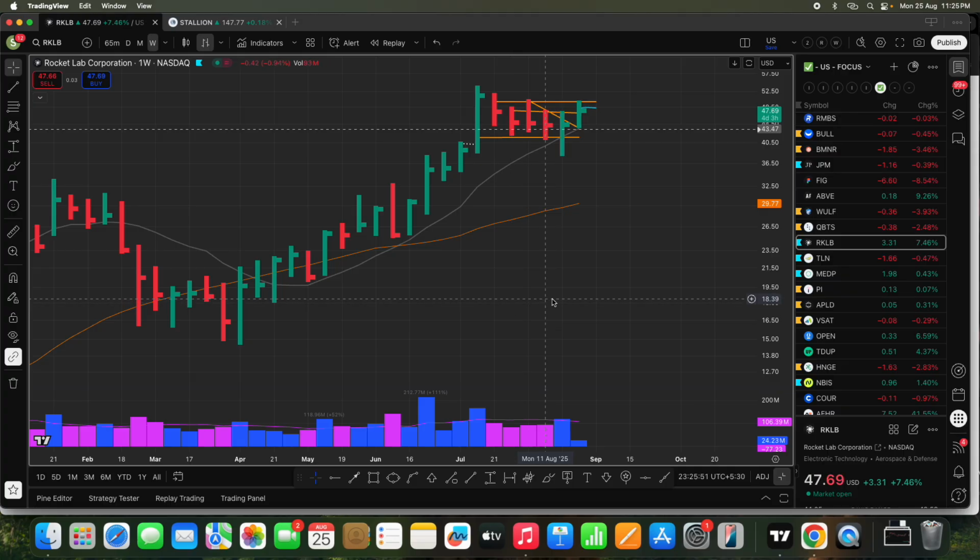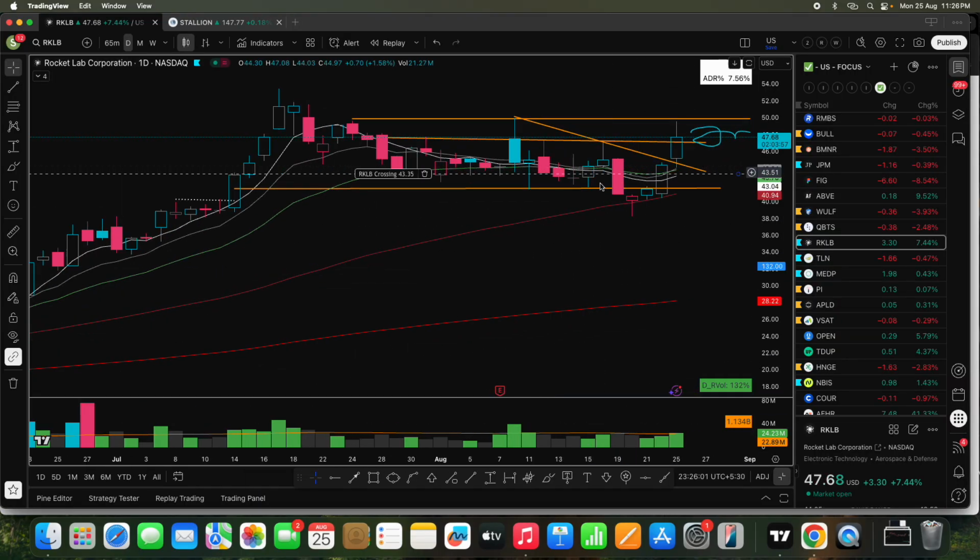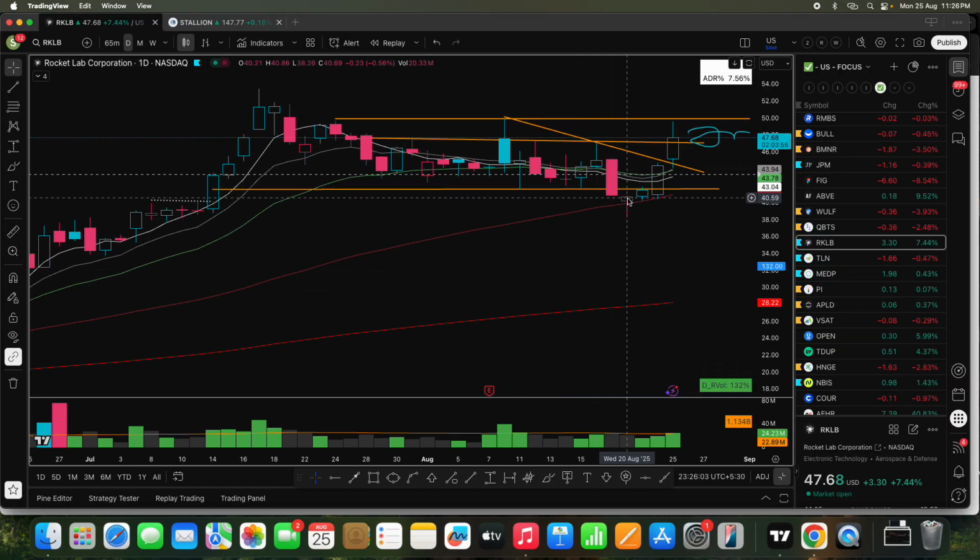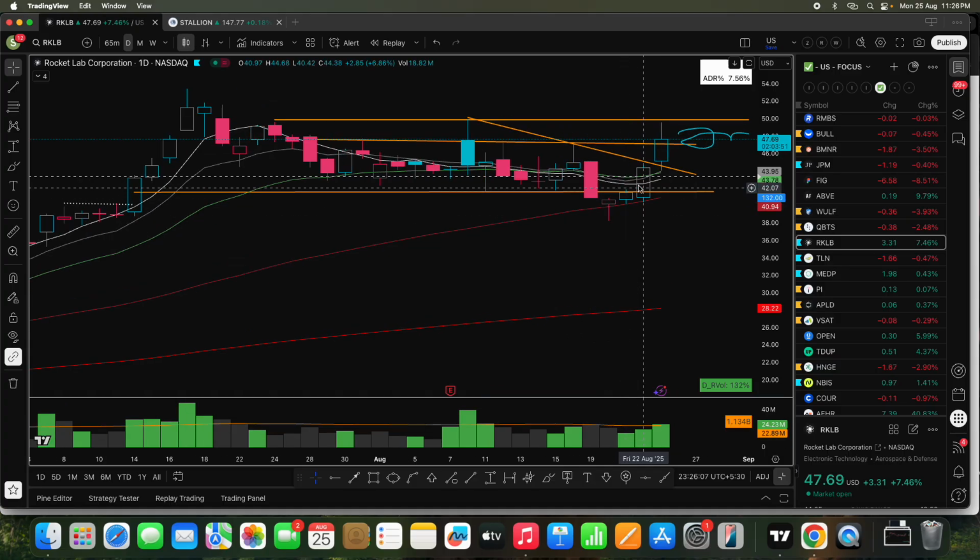Then again, this is the 10 weekly moving average. It shakes out the weak hands, then closes back up. Here you will see it flushed out the weak hands on this candle. Then the follow-through selling never came, and it just went right back up.